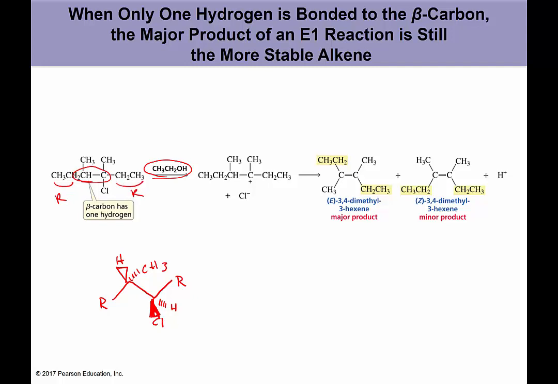How does elimination take place on here? If it's an E1 mechanism, then this group leaves, and in the E1 mechanism, with the formation of the carbocation, you still have your stereochemistry of this group here. But what happens to the stereochemistry at this carbon? It becomes trigonal planar, like this.